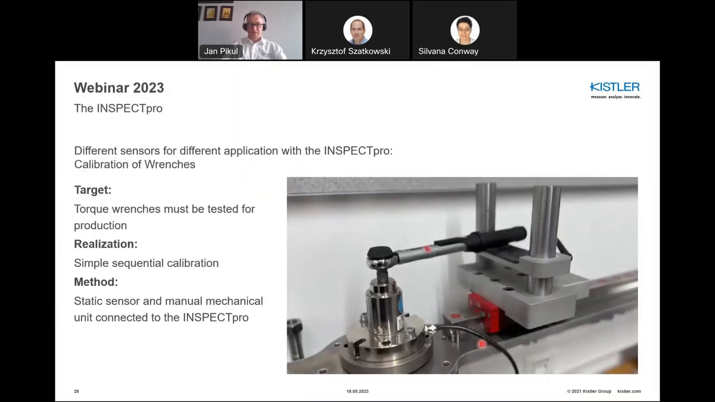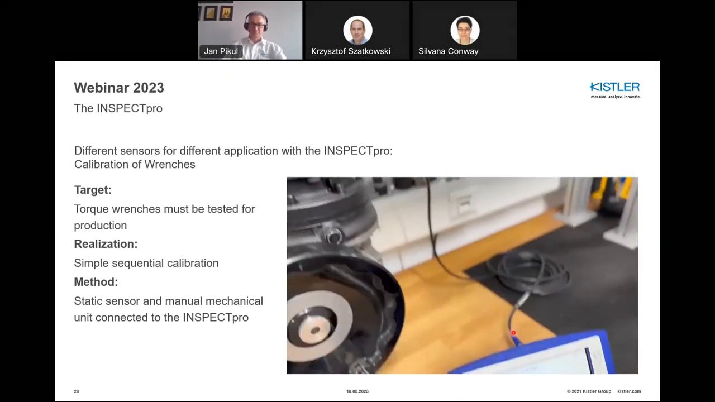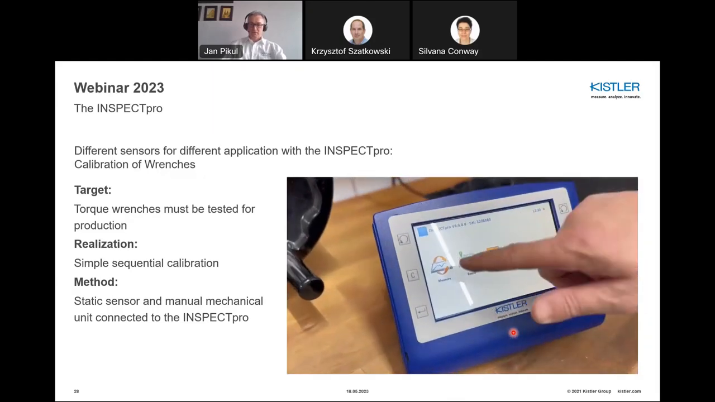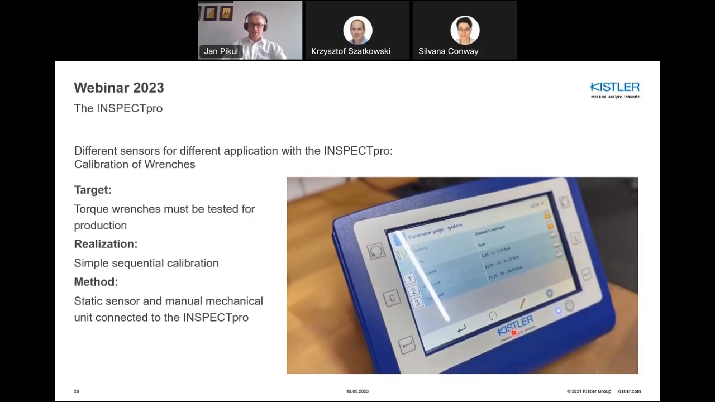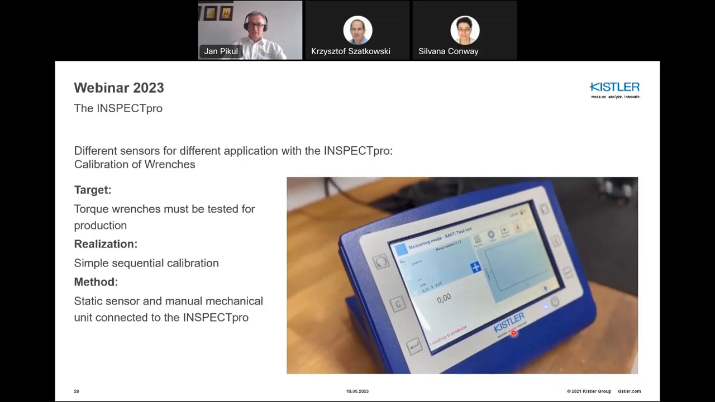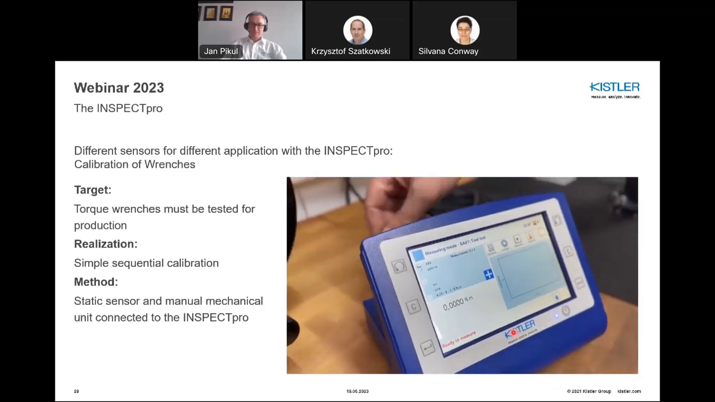There is another example of how we can use the Inspect Pro system. This is an example of measuring torque and testing wrenches. In this case, we have a mechanical click wrench with the stationary transducer. All the parameterization can be done here in this Inspect Pro system manually.